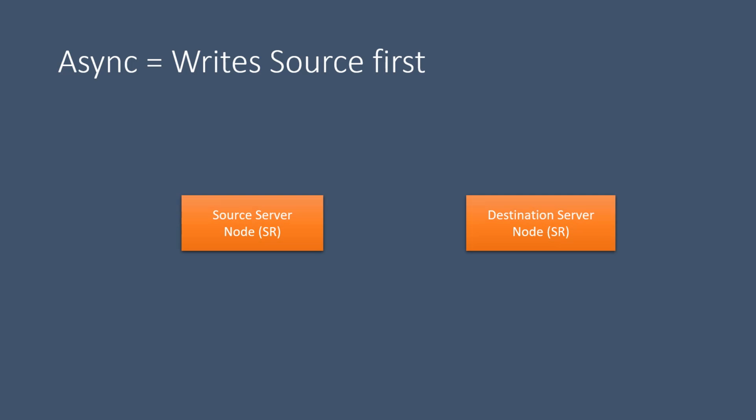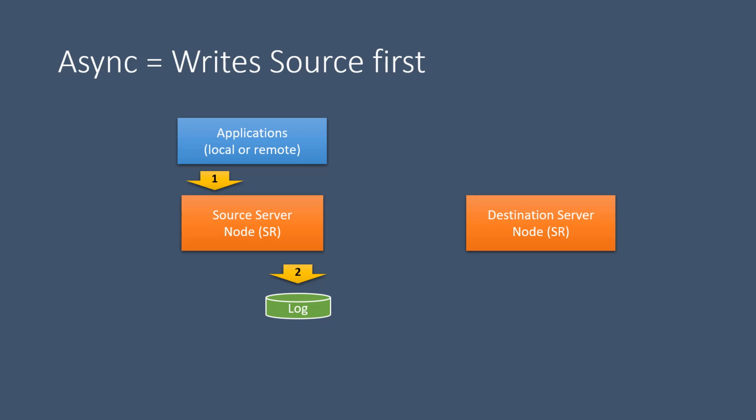For asynchronous, we're always going to write to the source server first, ensuring everything is written to the source before we ever replicate anything over. So our same diagram here, source server, destination server, and application. Application goes to do a write.